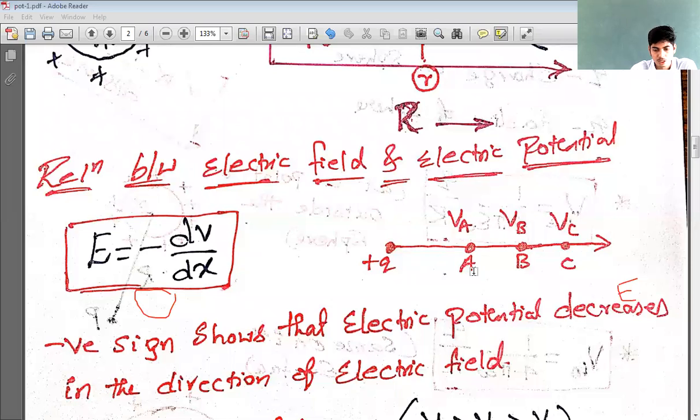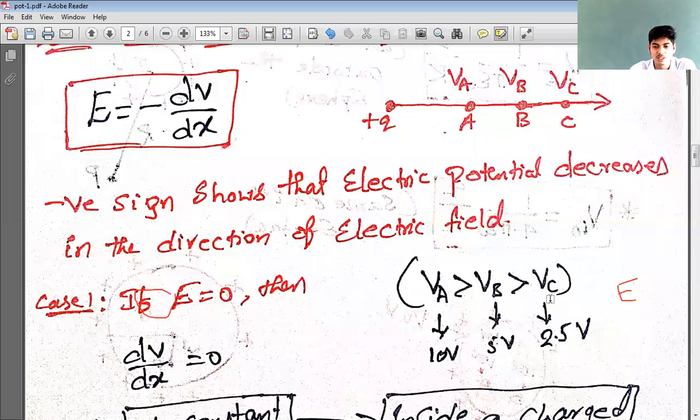A. If we go from A to B, what happens to the potential? If we go from A to B, the potential decreases. If we go from B to C, the potential decreases further. So if we move in the direction of the electric field, electric potential goes on decreasing. That is signified by this negative sign. Let us represent it here: VA is greater than VB is greater than VC.